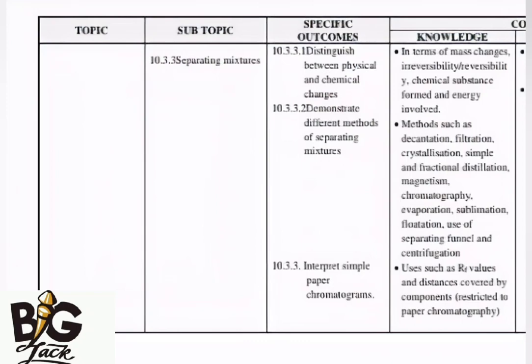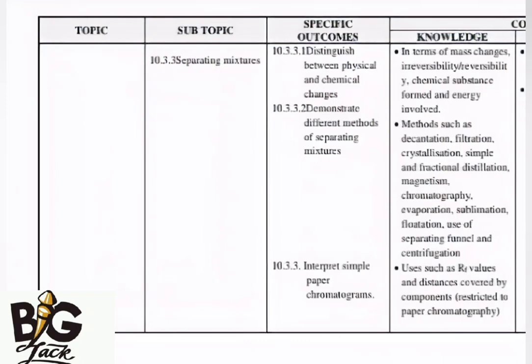Apart from that one, you also need to identify flotation, use of a separating funnel, and centrifugation. Like for example, if they want to separate blood cells from plasma proteins, they use centrifugation. Apart from that one, you also need to interpret simple paper chromatography, like the way I was saying in this part. You need to determine the retardation factor, the distance traveled by a component on the paper, okay, that is the chromatogram.